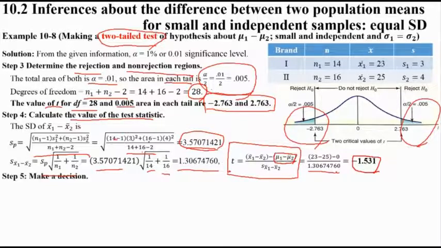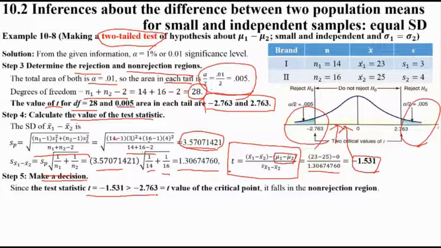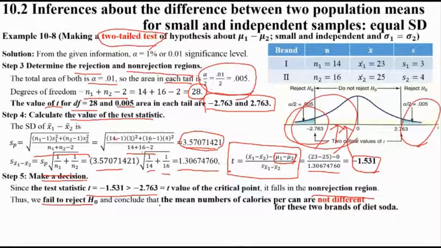Okay, now step 5, we make a decision. Reject, not reject, but this number here anyway, right? This number. So it looks like not reject. All right. So this number is greater than, which means which corner, this part, right? So the critical point, so it should be the non-reject region. Okay, non-reject region. So fail to reject. So conclusion: the mean number of calories cannot be different between these 2 brands of diet soda, which means diet coke and the other diet soda will be the same.